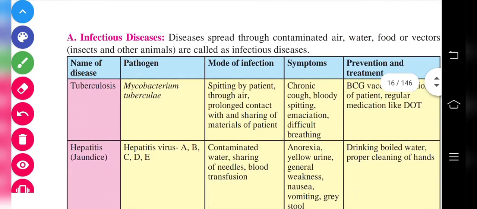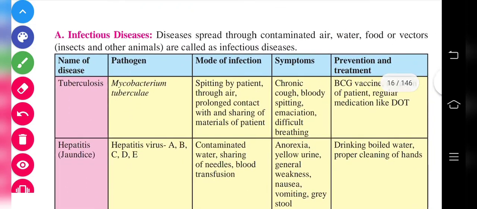Here is a chart given. Infectious diseases spread through contaminated air, water, food, or vectors. Vector means insects or animals. These are called infectious diseases.